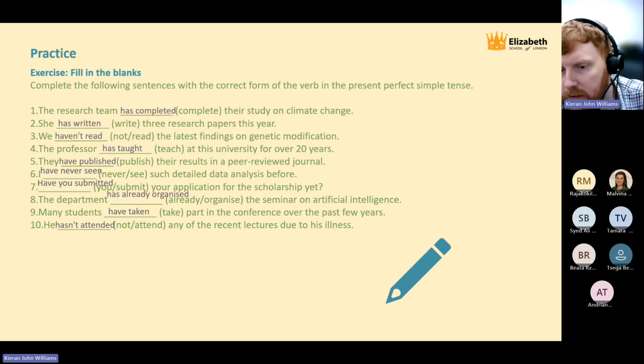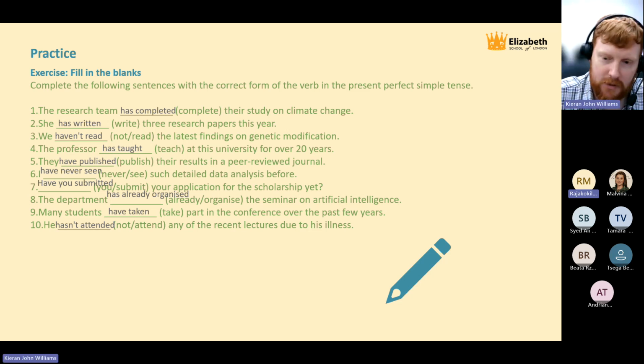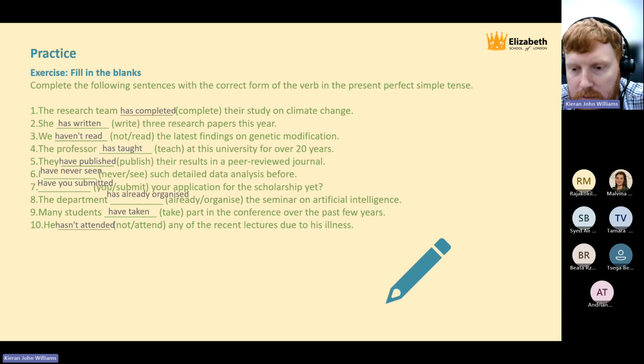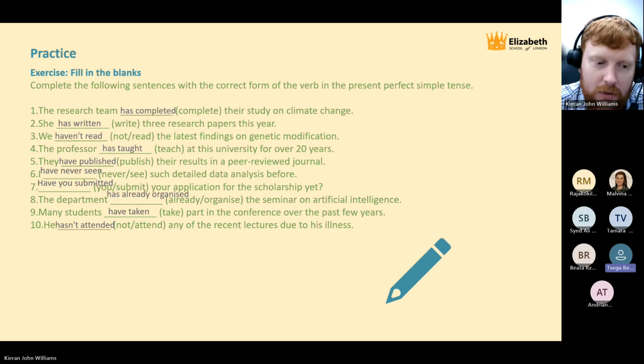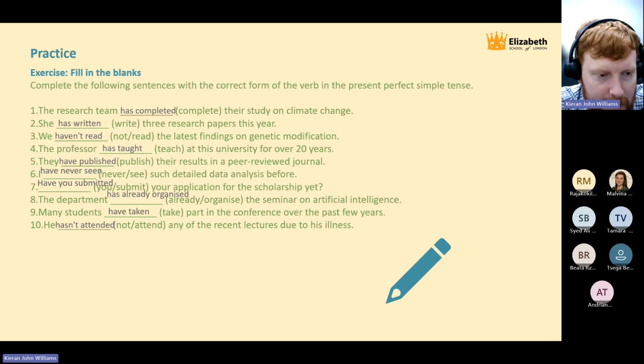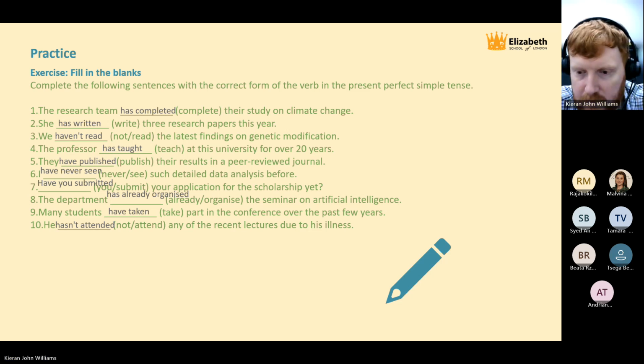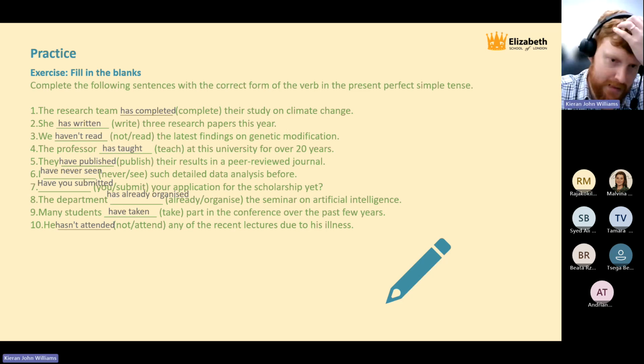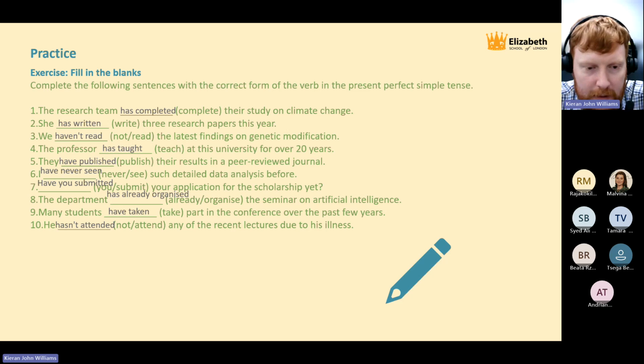Okay, number eight. The department has already organized. Excellent. Very good. Okay, number nine. My students have taken. Very good. And the last one, it's a negative, number 10. He hasn't attended. Yes, he hasn't attended. All right. I think that was very good progress there, everyone. Well done. All right. Good work there.